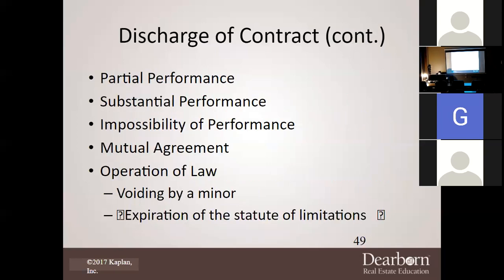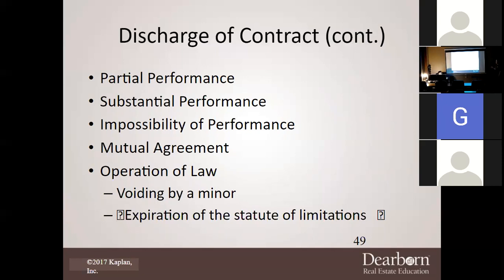Now, there of course is partial performance that can occur. There can be substantial performance. Sometimes even impossibility of performance. If I'm trying to purchase Aiden's house and all of a sudden a sinkhole happens and eats up his house, can I buy your house anymore, Aiden? No, it's not possible. Not going to be able to buy the house. Probably don't want it either, okay? So in that situation, there can be impossibility. Sometimes me and Aiden, we may just say, you know what? Screw it, we're out of this, and walk away.